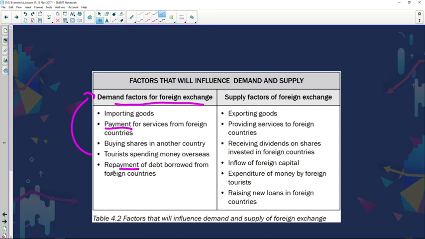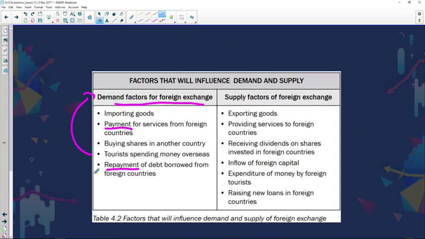And then also the repayment of debt borrowed from foreign countries. If we have borrowed money from other countries and we want to pay back the money that we owe them, we have to pay them back in their currency. So this will create a demand for foreign exchange, because in order for us to repay these countries, we need to exchange the currency so that we can pay them in their currency, so that they can also keep a record of what has been paid and what is still outstanding and being owed.